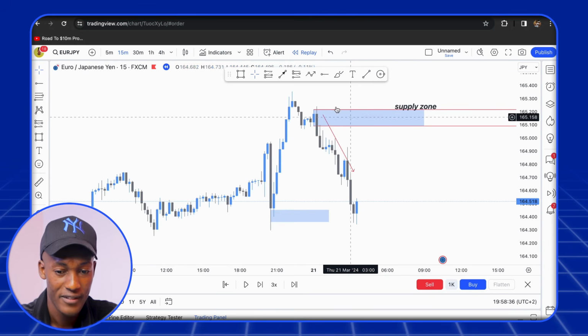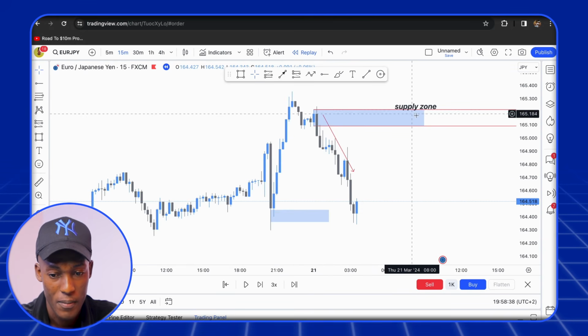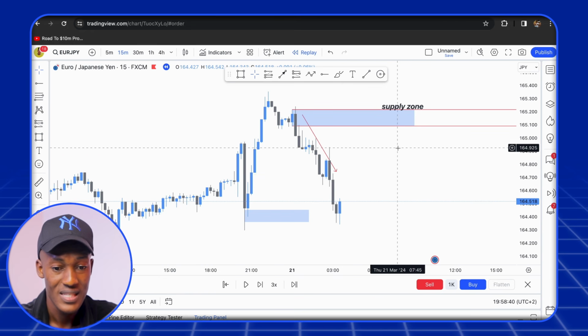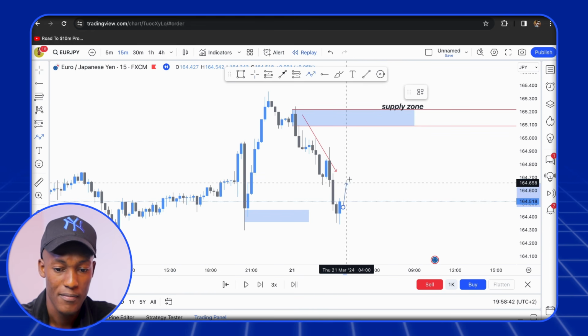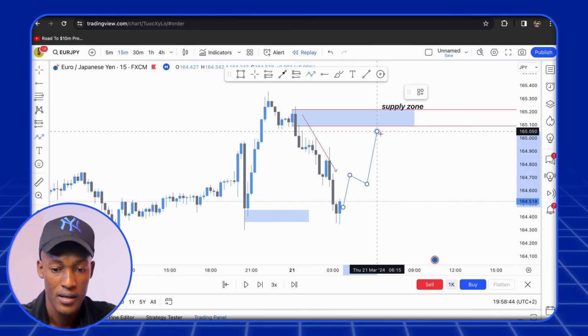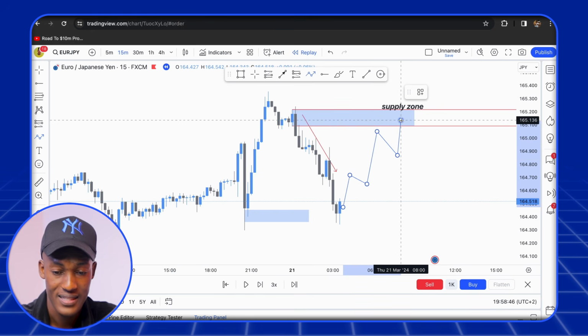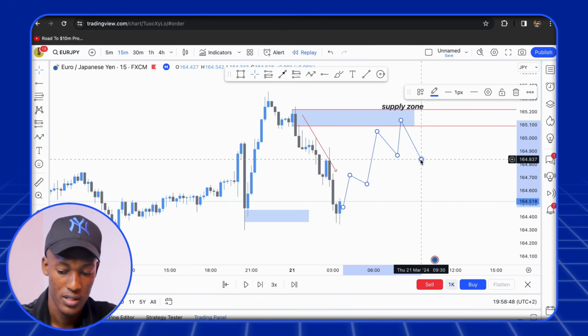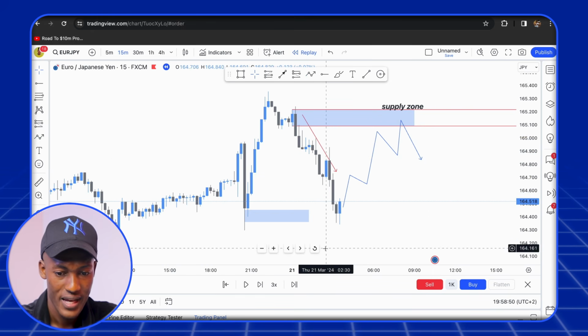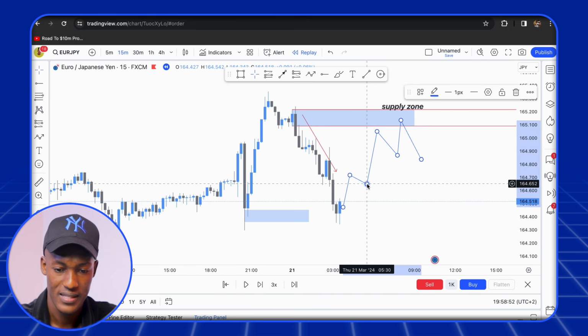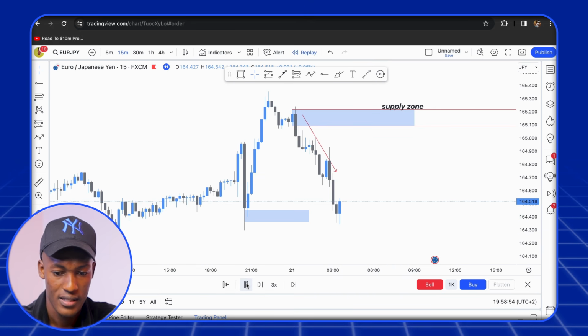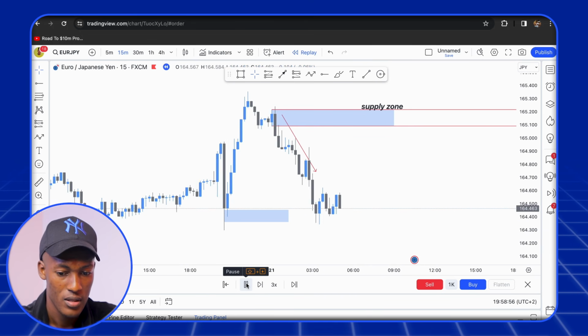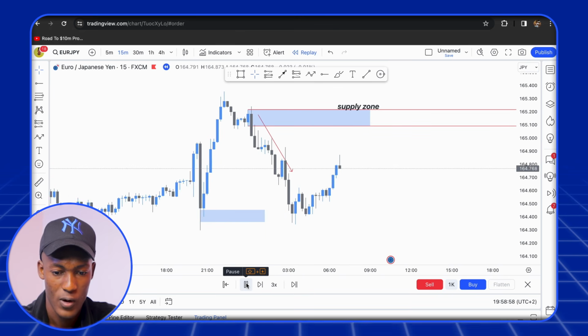So we do have now our supply zone marked out. So what we need to see is we just need to see the price coming back to this area. And once it comes back to retest it, then we should be looking out for sales, okay? So let's just go ahead and see how the price plays out and see. All right, so we can just watch and see.